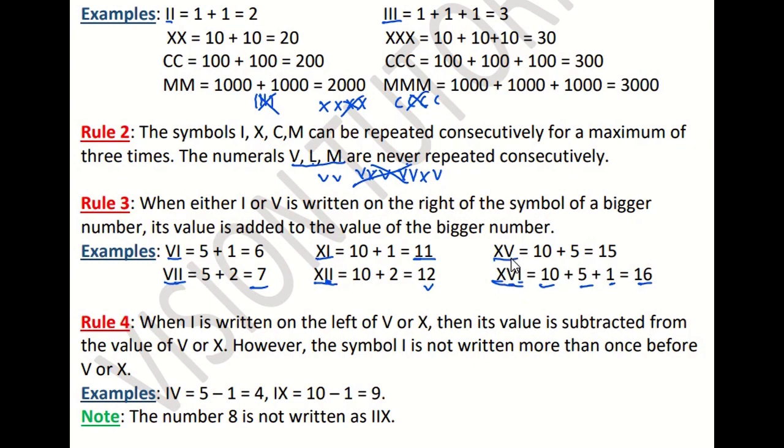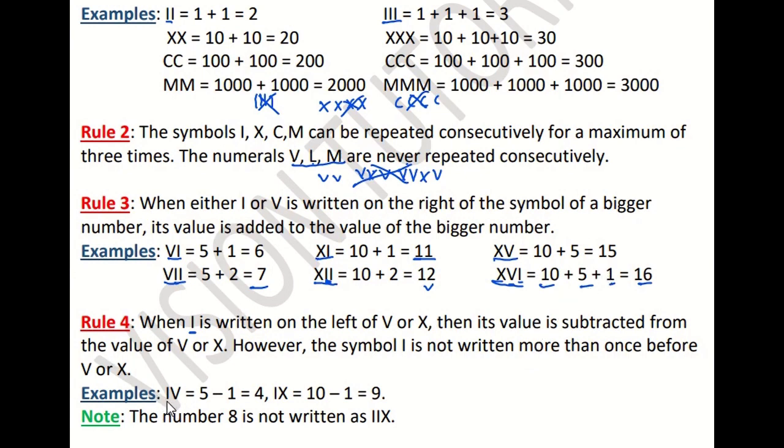Now our last rule, rule number 4. When I is written on the left of V or X, we are talking about I, only I. Okay, no other symbol. I'm talking about I only. So when I is written on the left of V or X, then its value is subtracted from the value of V or X. However, the symbol I is not written more than once before V or X.